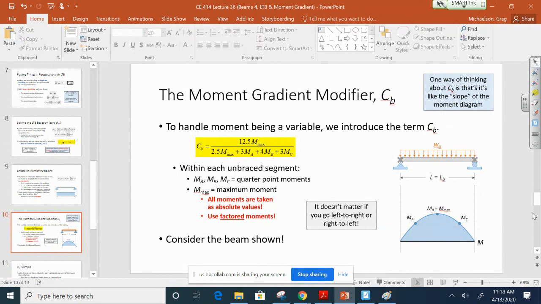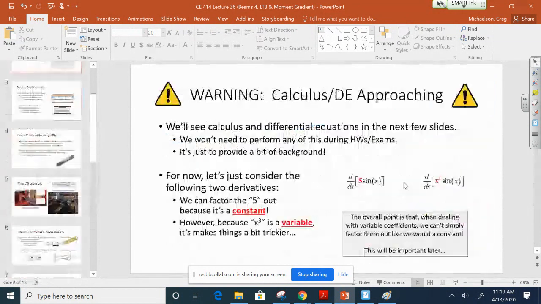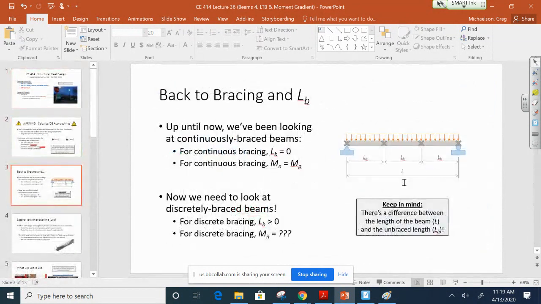And one way of thinking about C sub B is it's kind of like a slope measurement, if you will, of the moment diagram. It's not technically the slope, but it gives you an idea of how much the moment changes within a given unbraced segment. So let me go back here to this scenario. Okay, so the way that C_B works, let's go back to this.